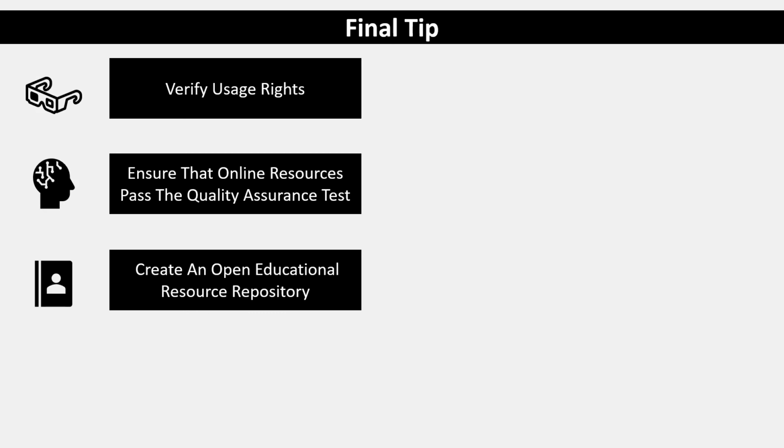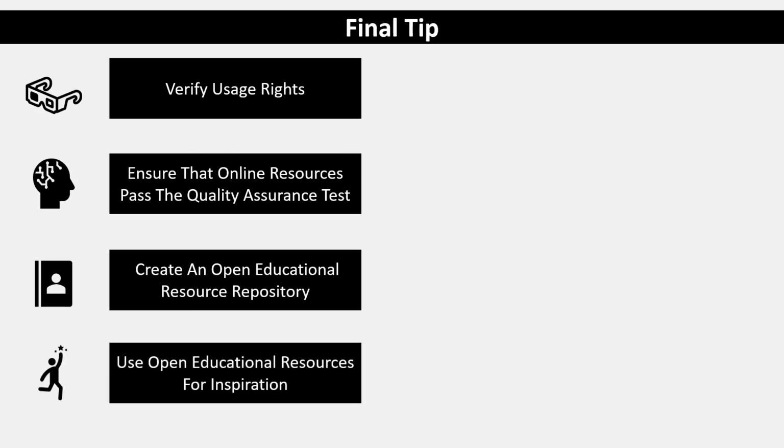Third thing, create an open educational resource repository, meaning you're going to come across a lot of great content. The last thing you want is to need something but not be able to find it. So as you find these great articles or as you find these great content, start putting it together in one place. Fourth tip, use open educational resources for inspiration. Don't rely upon this content to be your endpoint. Look at it almost as a beginning, something which leads you on to greater knowledge, greater exploration, and greater content to share with your students.